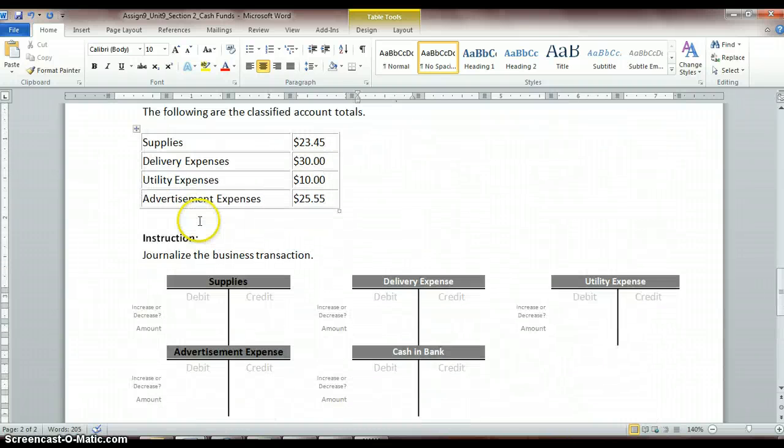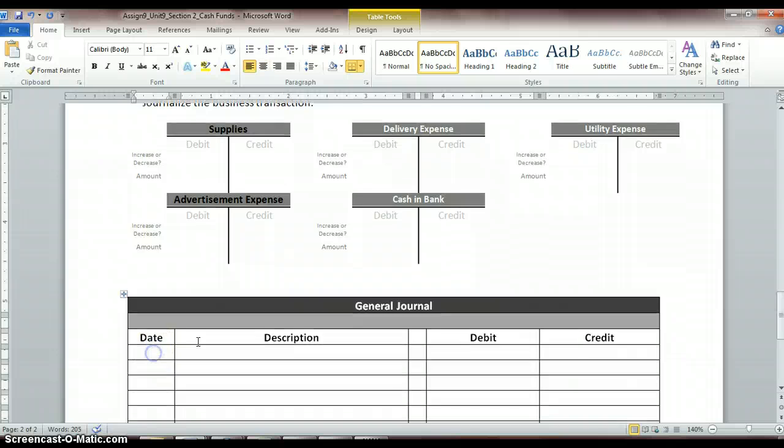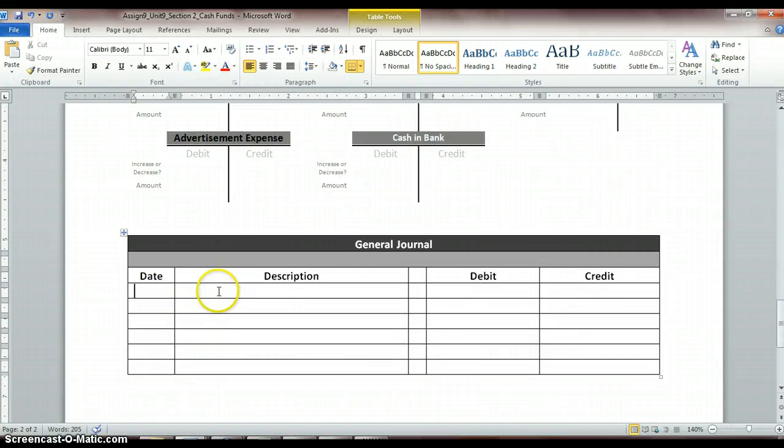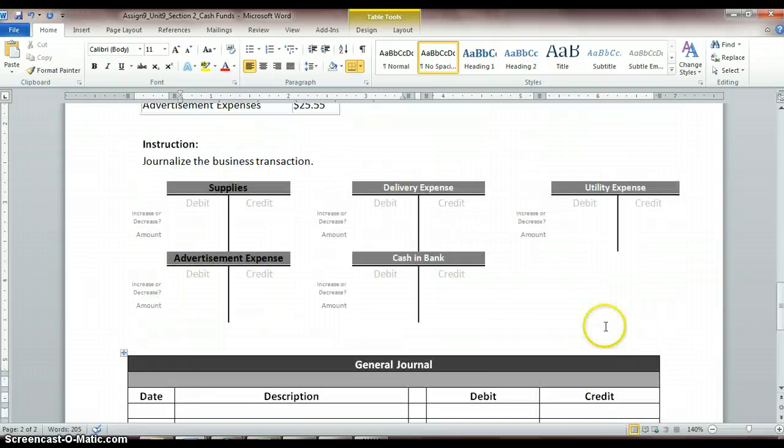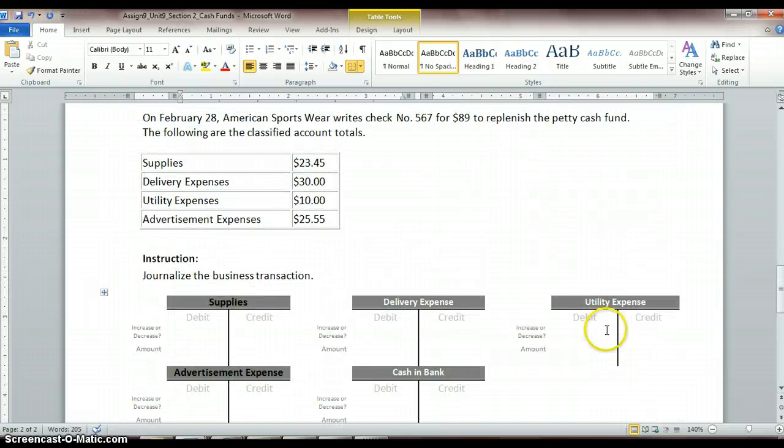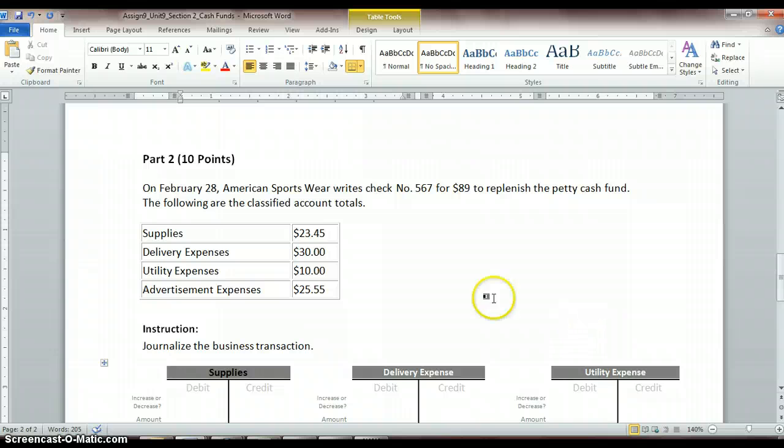We have a date of February 28th. That should be going in your date column. Then you can list all your debits first, and then your credits, and make sure that they all equal once you're done. So that is part 2 of this assignment. Let me know if you have any questions.